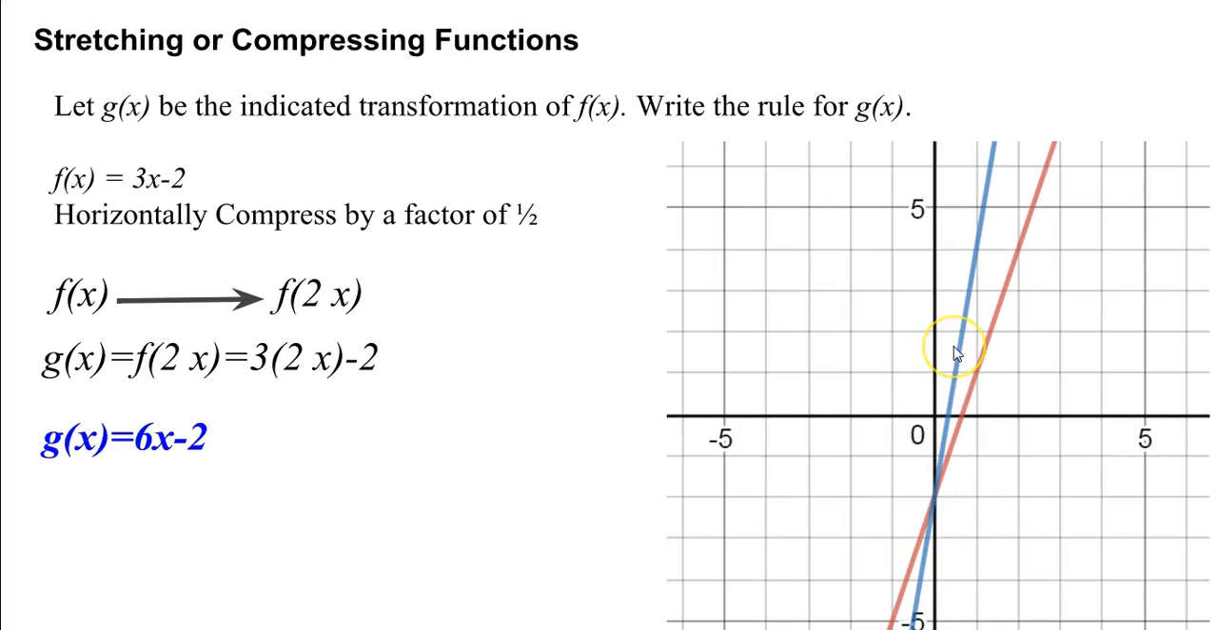That's g of x, and that's 6x minus 2. And our original, we have f of x equal to 3x minus 2. Our y-intercept is the same on both of these. But you can see that our slope did get steeper because we pushed in. Did you see that it got closer to the y-axis? Pushed in on the bottom because we got closer to the y-axis.